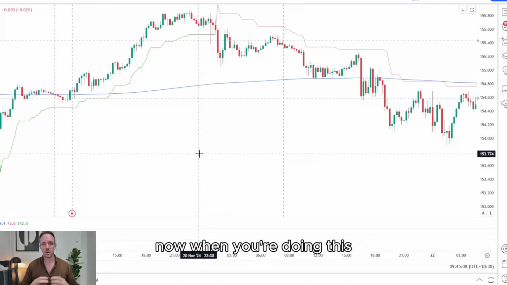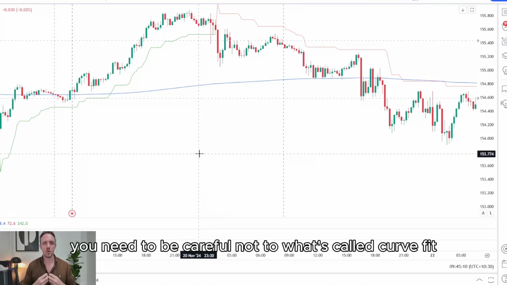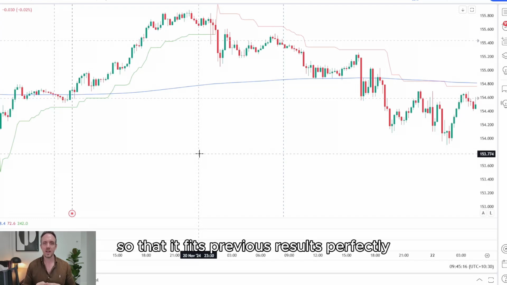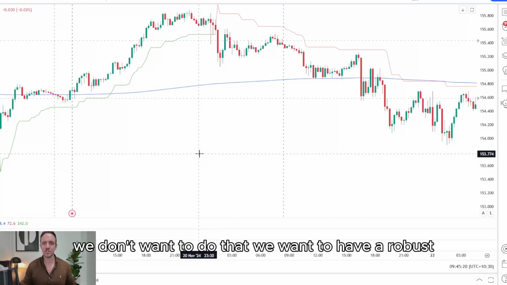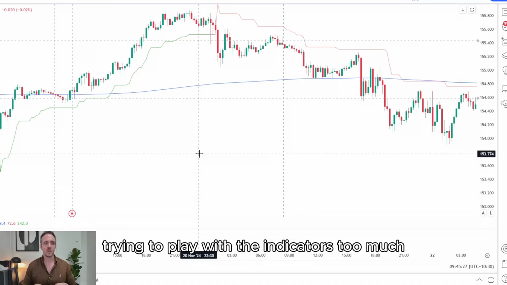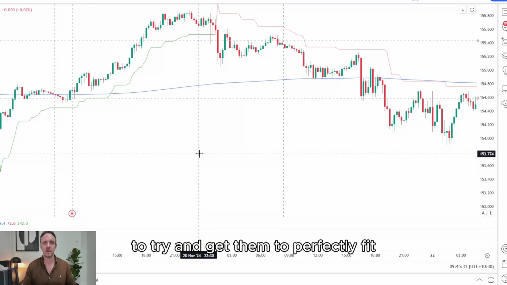Now, when you're doing this, you need to be careful not to what's called curve fit. So it's very easy to optimize the indicator settings so that it fits previous results perfectly. We don't want to do that. We want to have a robust strategy that works well in the future. So just avoid trying to play with the indicators too much to try and get them to perfectly fit.